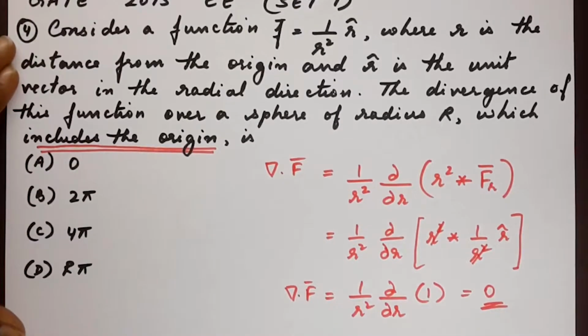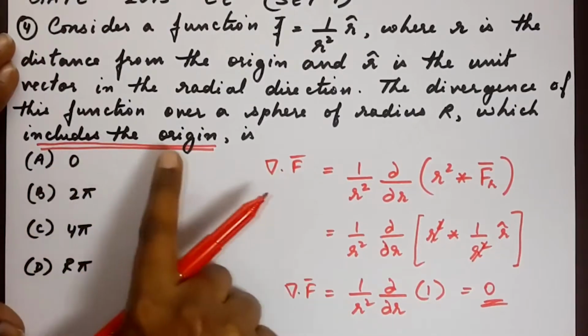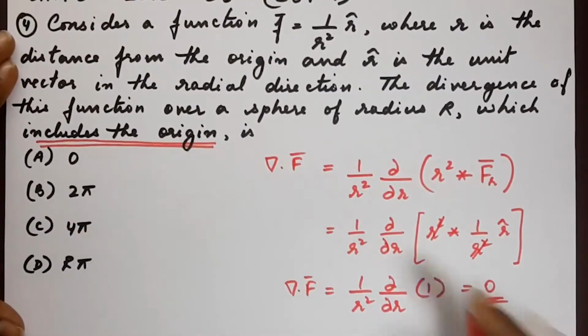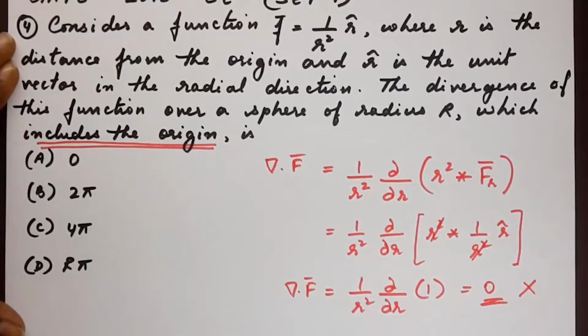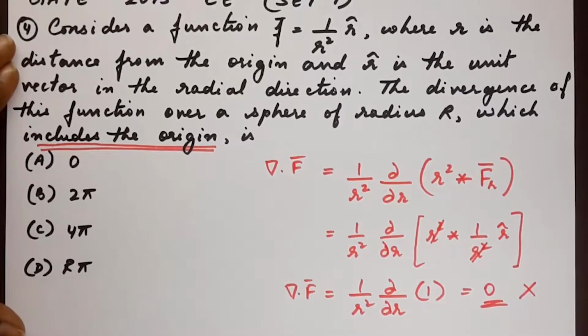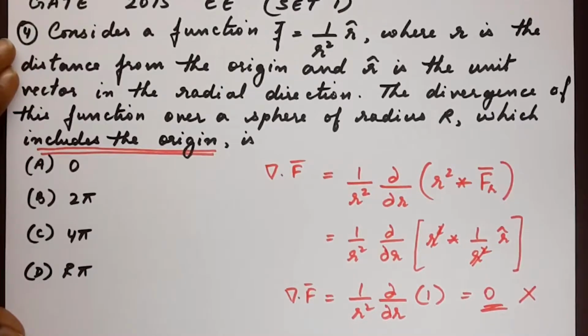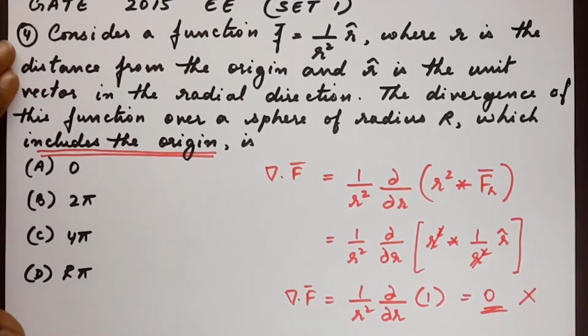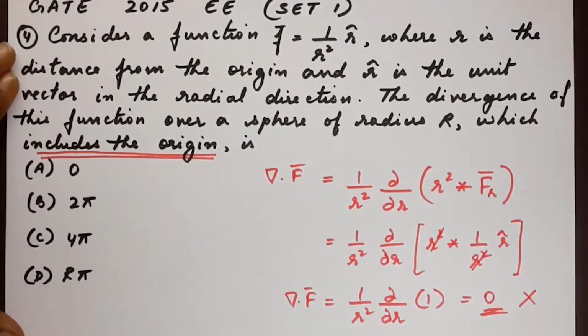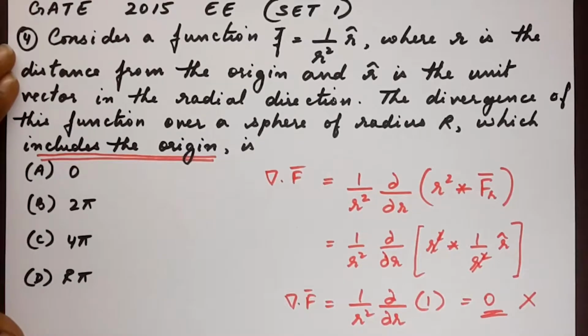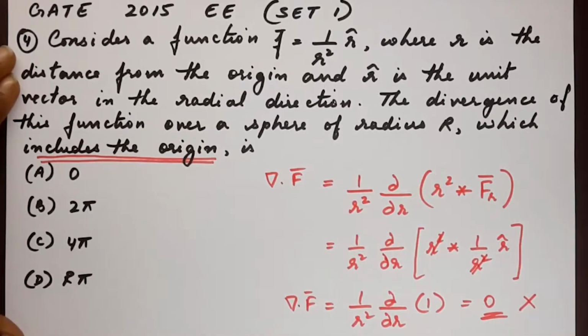But then here's the point. It includes the origin. Now because it includes the origin, this cannot be the answer. Radius is equal to 0, r is equal to 0. So here, this cannot be the answer. So we don't know the divergence at the origin. And so we will have to apply Gauss's theorem in the next step.